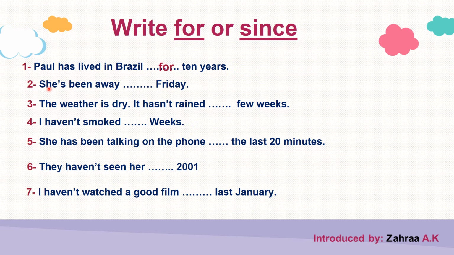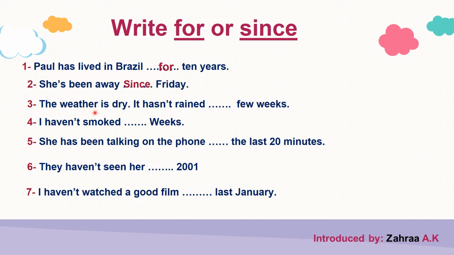The second one, she's been away since or for Friday. هي ذهبت بعيدا. So we use since or for Friday. Friday is a specific time, a particular time. بما أن المدة محددة إذا نستخدم since Friday. Since Friday, منذ الجمعة.